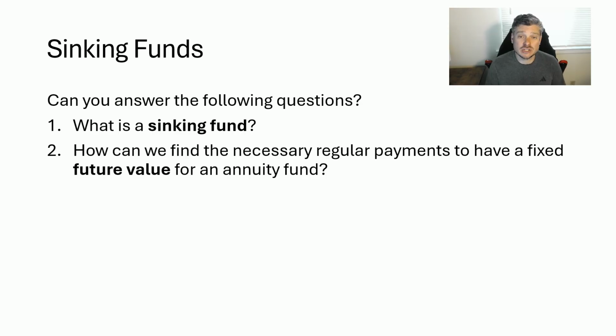All right, that's it. A sinking fund is just an annuity, but we know the value that we want in that annuity in the future, so we need to determine the payments necessary at this point, but we just use the same formula. So this one's pretty straightforward if you understand annuities. All right, so can you answer the following questions? What is a sinking fund? And number 2, how do we find the necessary regular payments to have a fixed future value for an annuity fund?